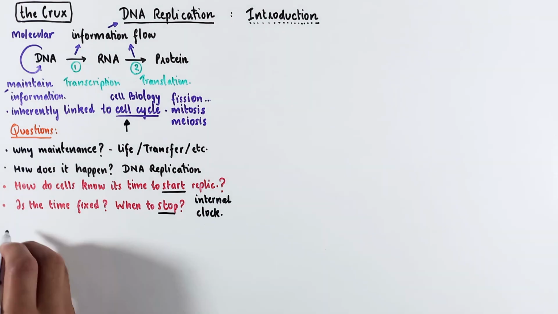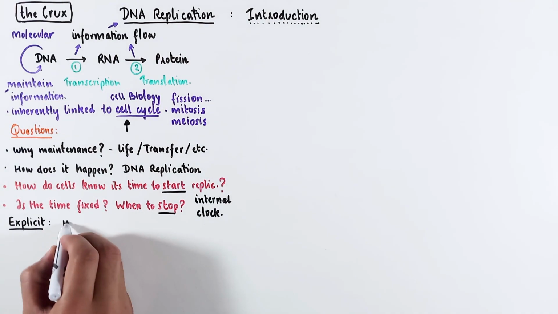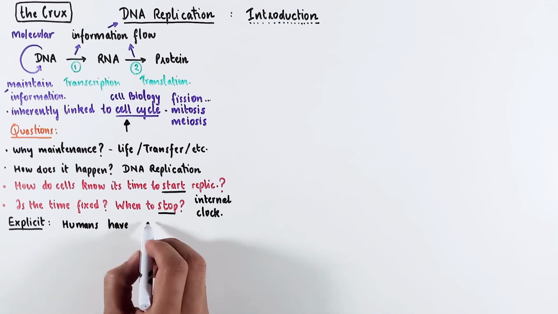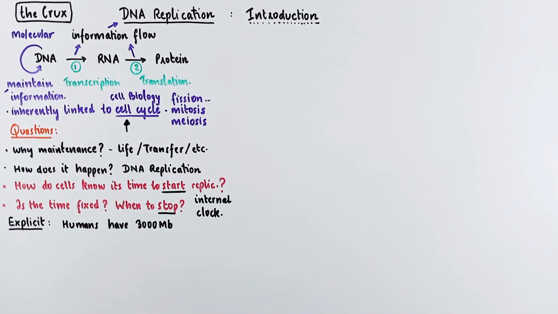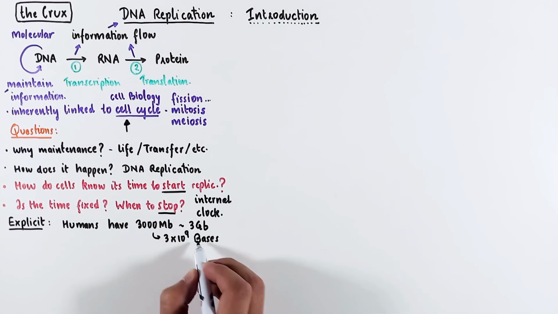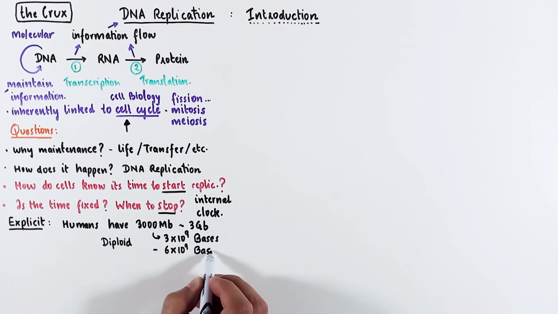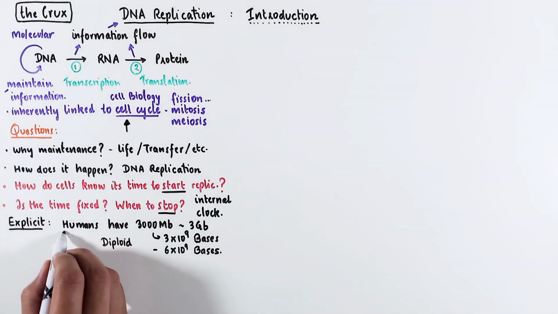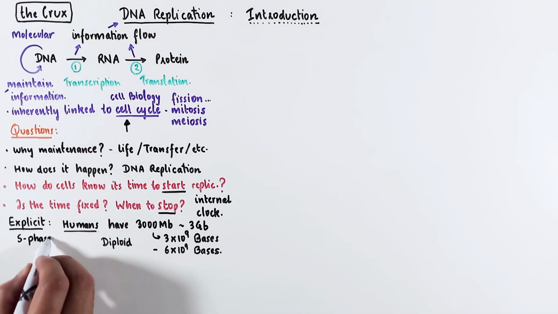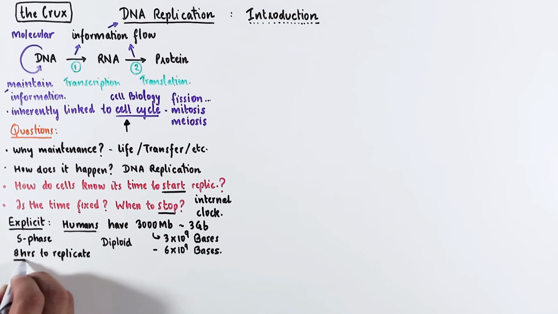There are many things, but let's formulate the problem of DNA replication more explicitly. We take the example of human cells. We have about 3 gigabases, or 3 billion bases, in our cells. This translates to 3 times 10 to the 9 bases in total. Since we're diploid, there are actually twice as many bases to replicate. Now, the S phase of the cell cycle is typically around 8 hours in length. And that is the fixed amount of time given to replicate 6 billion bases.